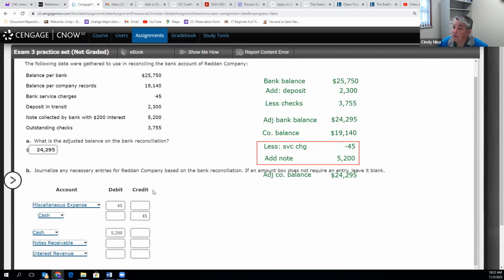Then between these two entries, our cash balance has gone from $19,140 that it said when we started this process to $24,295 because we took out the 45 and put in the 5,200. And so that part so far has corrected our cash balance. Because our customer paid us the $5,000 that was borrowed on that note, we need to take that note off our books, but we also get to report the interest income or interest revenue associated with that. And so that $200 in interest is going to show up on our income statement.